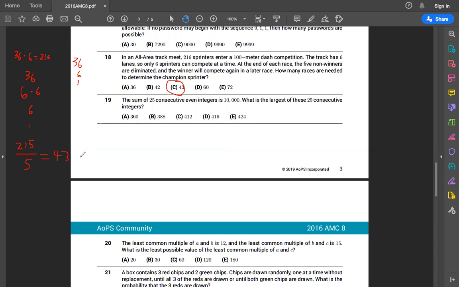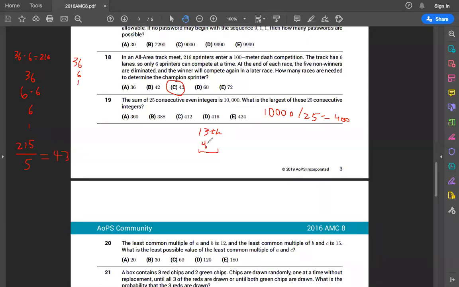Okay. Problem 19. We have the sum of 25 consecutive even integers is 10,000, and we want the largest of them. So the middle number, the 13th consecutive integer, must be the average of all the numbers because they're all going in sequence. So we can do 10,000 divided by 25 to get 400. And I'll show you what I mean.